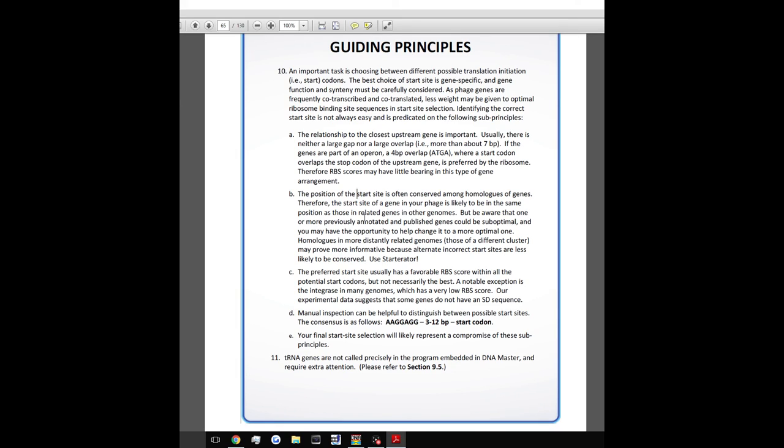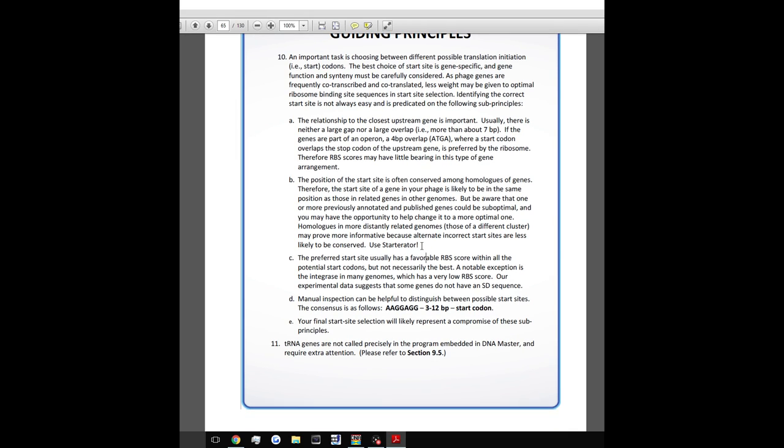More than likely, if all 10 of those have gone through the QC process and they all have the same start site and everything like that, more than likely, actually extremely likely, the start site will be the same as those homolog genes. So it's definitely extremely helpful to look at previously QC annotated phage genomes, especially in PhagesDB, when choosing a start site or when considering changing a start site. Look at the homologs of that gene. And again, it mentions using Starterator. We'll get to that later.